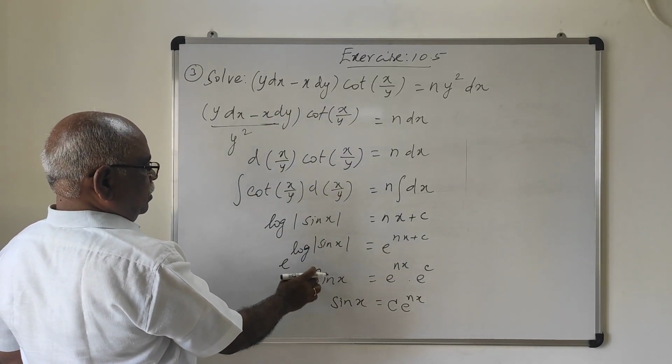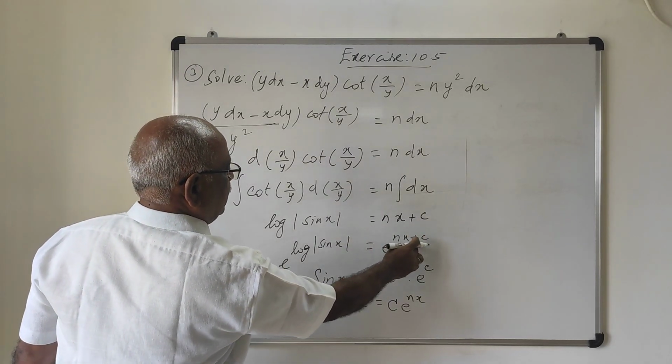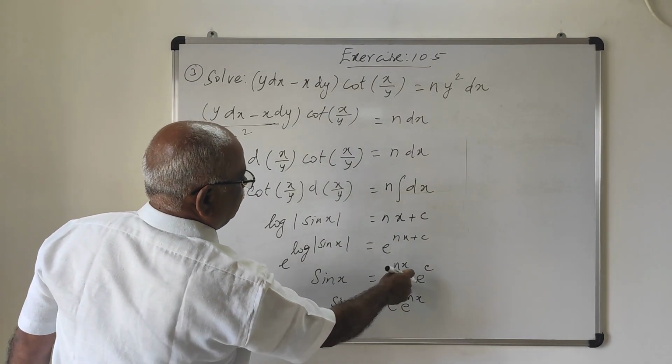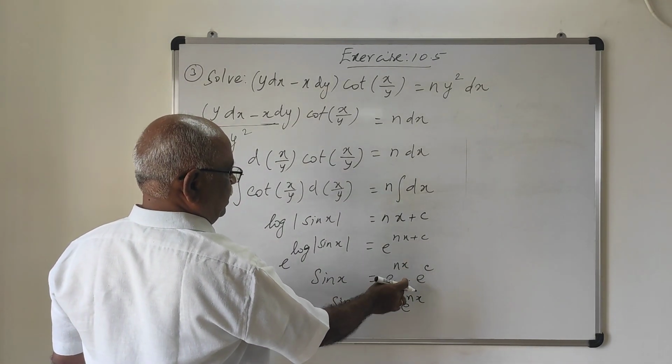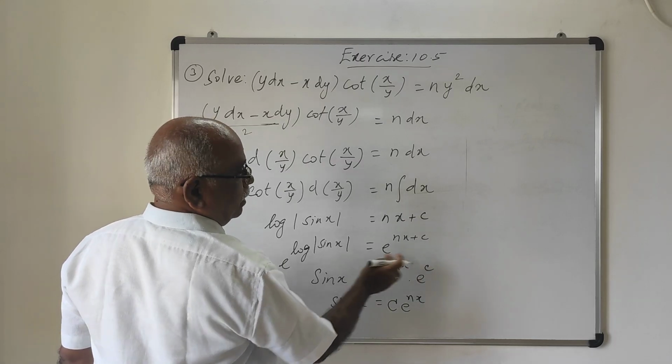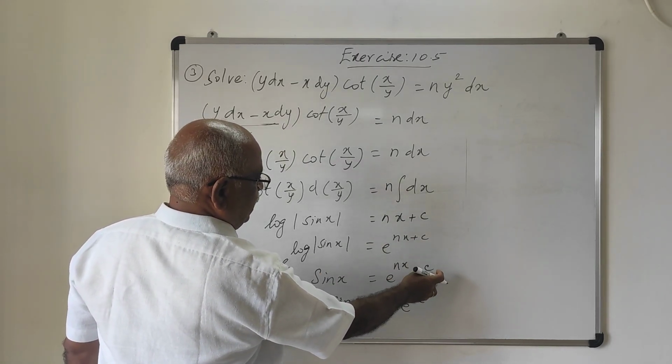Because e power log is 1, it is only sin x on the left hand side, equal to e power nx plus c. I can express that as e power nx into e power c. By the rule of indices, the algebraic identity e power a plus b is e power a into e power b. This is split into 2. E power c is again a constant c.